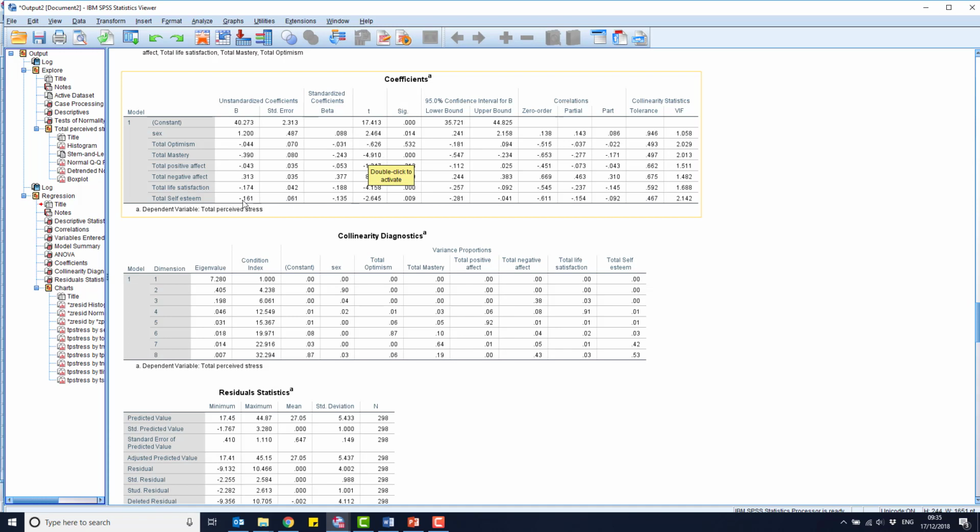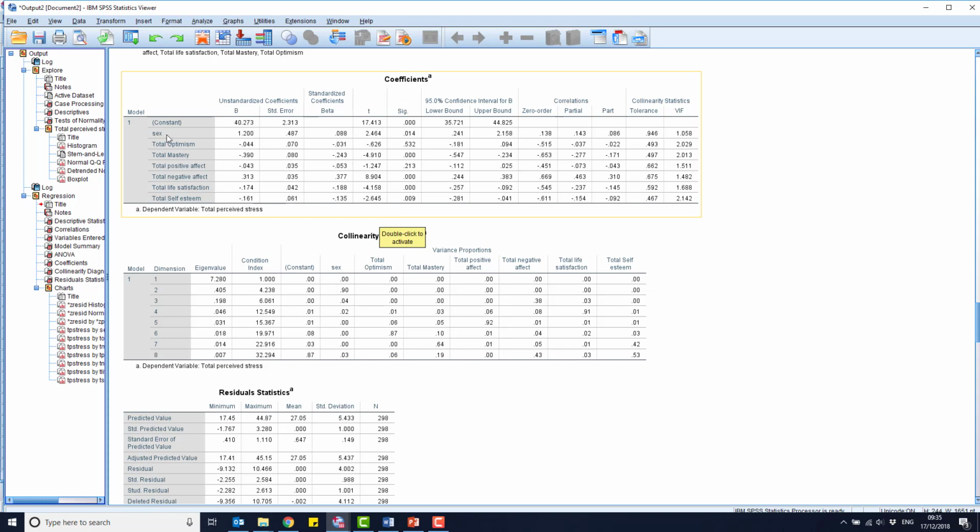We'll look at one last one, life satisfaction. To say it this way, as your life satisfaction score increases by a unit, your perceived stress score decreases by 0.17 of a point. So there are others in there, but I won't go any further with those.